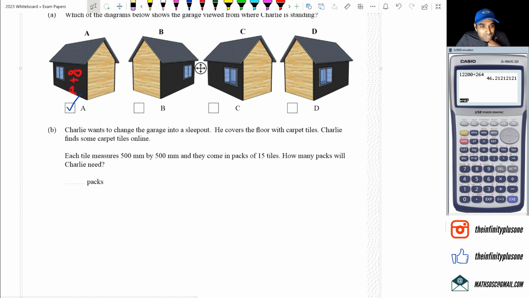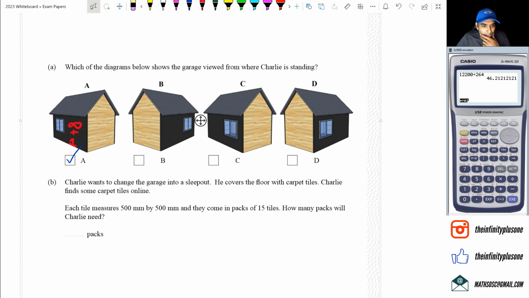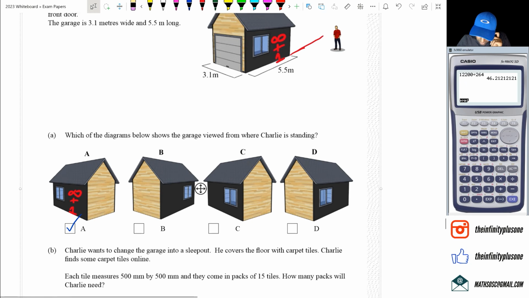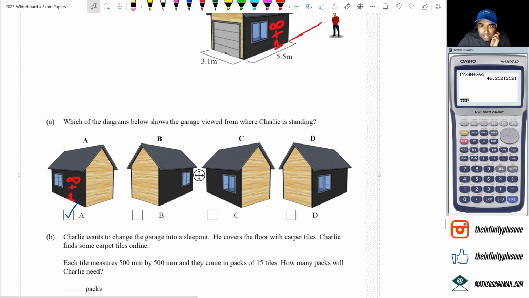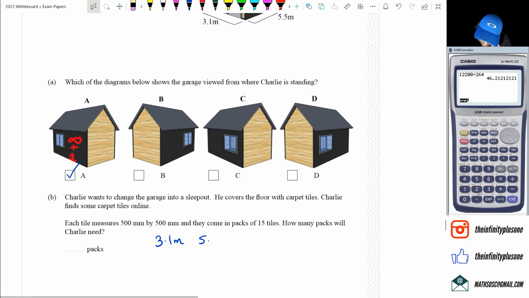Let's go to option B. Charlie wants to change the garage into a sleep out. He covers the floor with carpet tiles, blah, blah, blah. Each tile is 500 by 500. They come in packs of 15. How many packs will Charlie need? Okay, so if we have a look at it, we've got 3.1 and 5.5 as the area. So 3.1 meters by 5.5 meters.